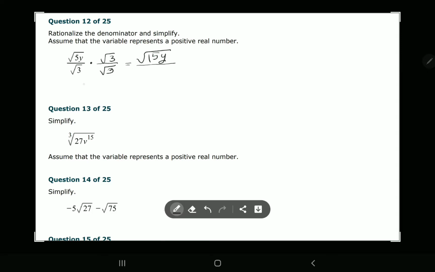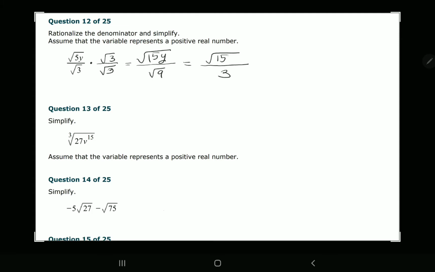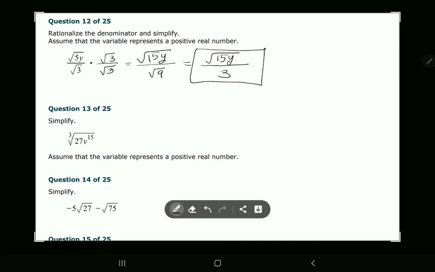And my denominator, square root of 3 times square root of 3 is square root of 9. The square root of 9 is 3. And my numerator remained the same, the square root of 15y. And that is the answer for number 12.